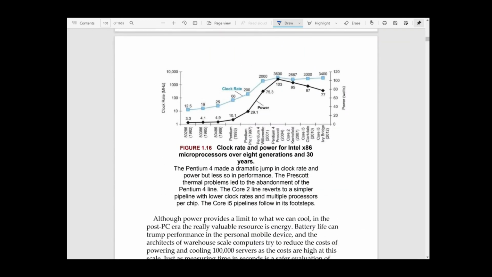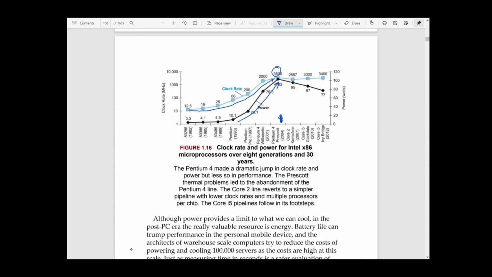See, in this graph, you can see that from 1982 two things are shown: the clock rate of a processor and the power generated by this processor. You can see that till about 2004, the frequency of the processors keeps on increasing, that is, the clock rate of a processor keeps increasing, but with this your power is also increasing.